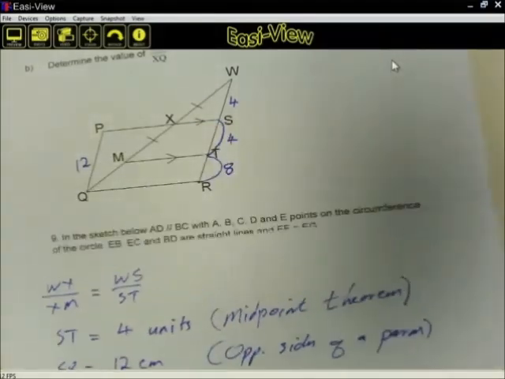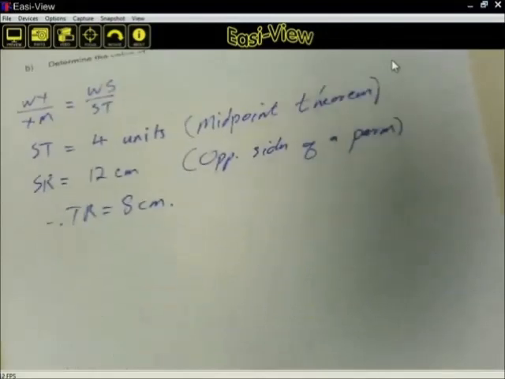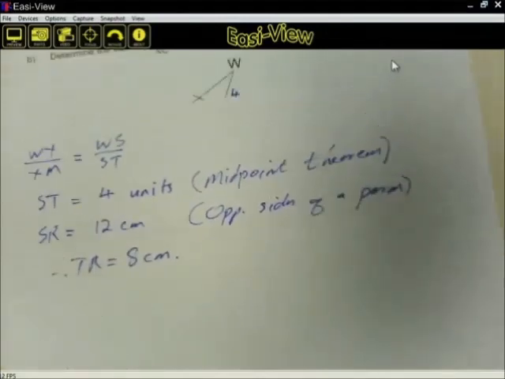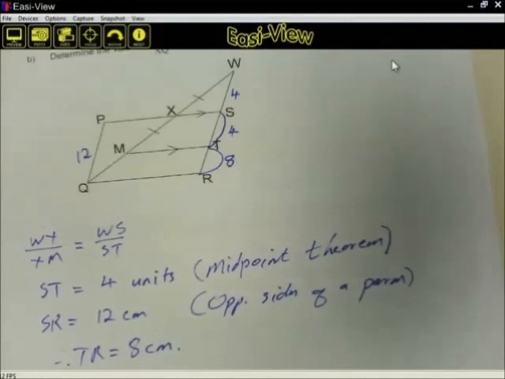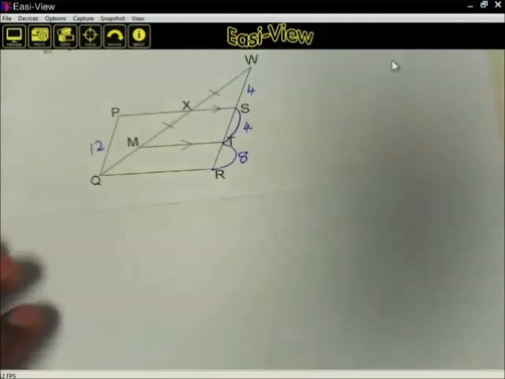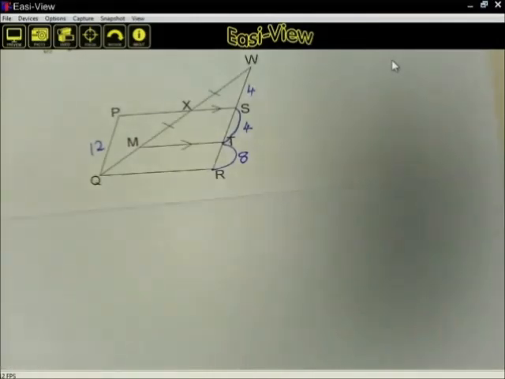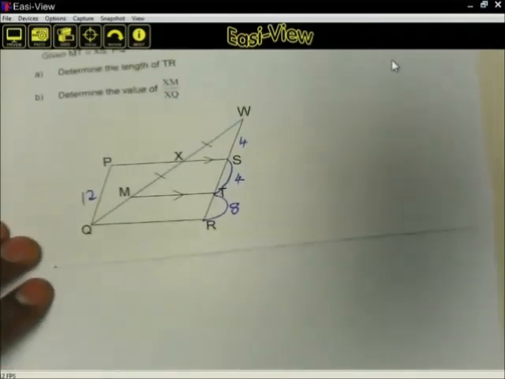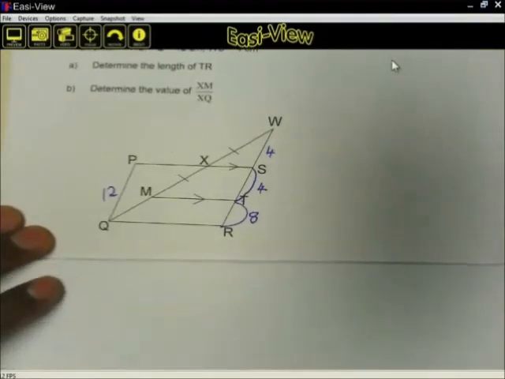The first part of the question is answered. Determine the length of TR: TR is equal to 8. What helped us there was the midpoint theorem from grade 10. We still need to apply those theorems from grade 10. The B part of the question states, determine XM over XQ.